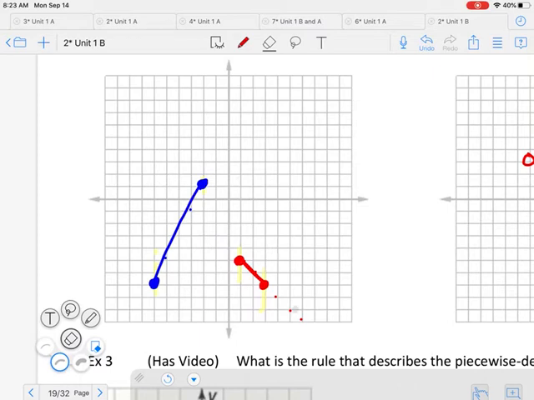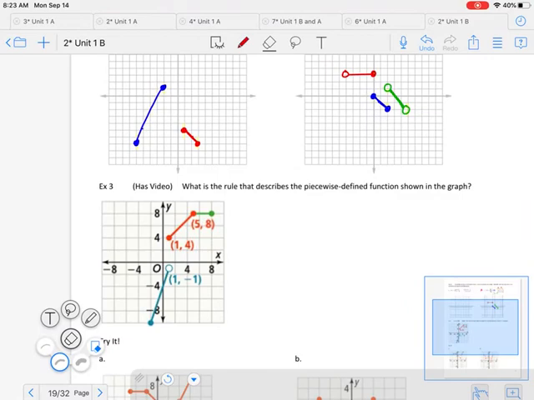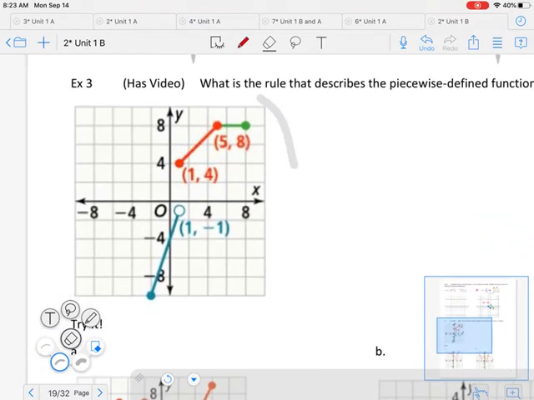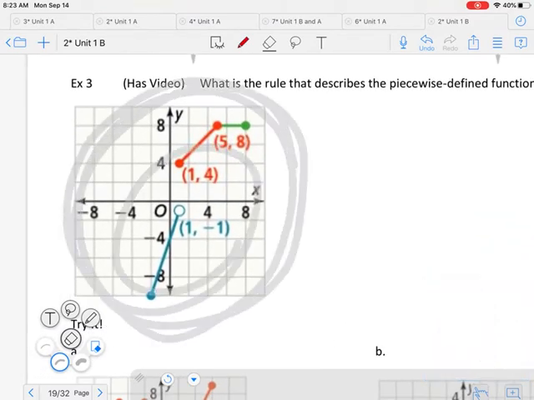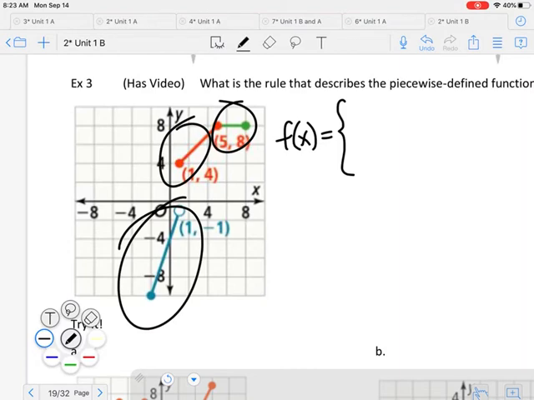This is a piecewise function, graphing pieces of functions on the same grid. Next, we have to look now at something that's already been graphed, and we have to write the equation for it. So it's going to be f of x equals, and there's going to be 3, because I see 1, 2, 3 functions there.